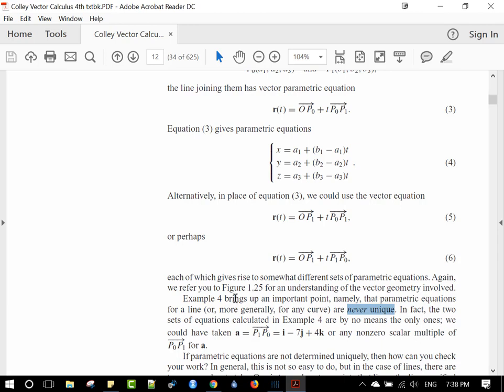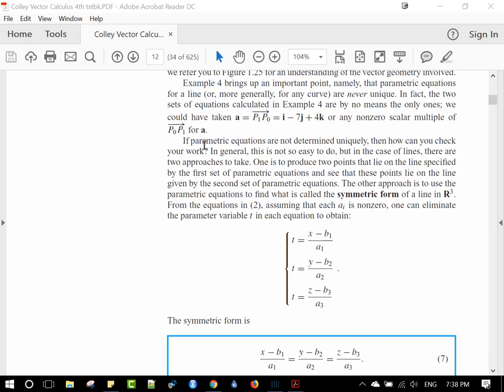Example 4 brings up an important point, namely that the parametric equations for a line, or more generally any curve, are never unique. In fact, the 2 sets of equations calculated in example 4 are by no means the only ones. We could have gotten a different a, or anyway, they're not unique. However, they say if parametric equations are not determined uniquely, then how can you check your work?